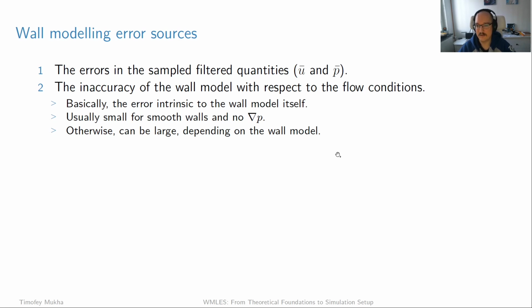And as we already know, usually the wall models are very accurate if you have a smooth wall and no pressure gradient, right? Then these equilibrium models work very well. If this is not the case, then potentially this error can be large, depending on the wall model. And this is where the discussion comes in: should we use maybe a PDE wall model to account for the non-equilibrium effects, or do we disregard that and say, okay, we're going to use a simple law of the wall anyway? So this is error number two.